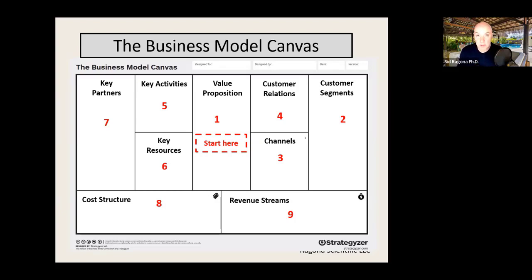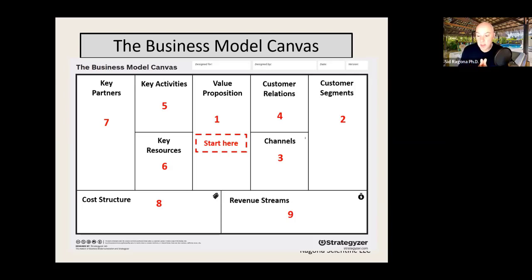Always start in the middle. You've got to know your value. Start with your value proposition. Once you've made a list, and we're going to go through an exercise of this, once you know the value proposition, a series of value propositions perhaps, we then have to look, who is the value proposition for? It's going to be for your customer segments. What are the customer segments that are recipients of this value? What problem are you solving for them?